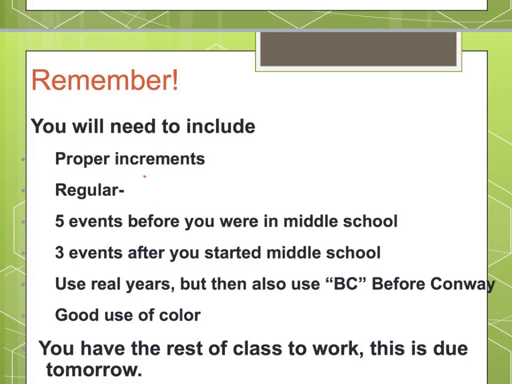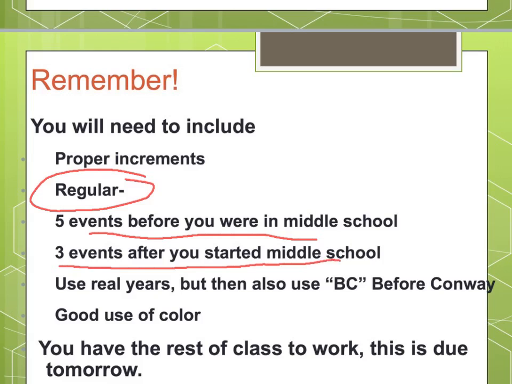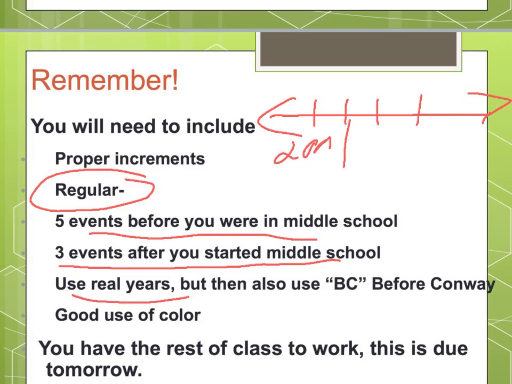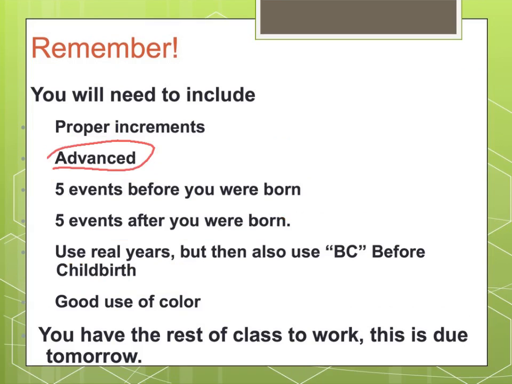So, remember, my regular class, you need to include proper increments. 5 events before you are middle school. 3 events after your middle school. Use real years, and then use BC. So, because you guys have only lived 11, 12, 13 years, you might want to use increments of 2 years. So, say 2001, 2002, 2004, and so forth. Remember, you have the rest of the class to work on this. This is due tomorrow.